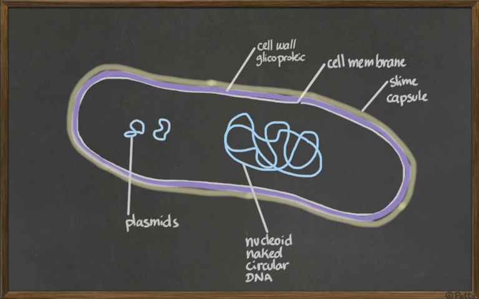Additionally, prokaryotes might have plasmids, which are tiny little naked circular DNA. They are very small pieces of DNA that may also be floating out there. Okay.